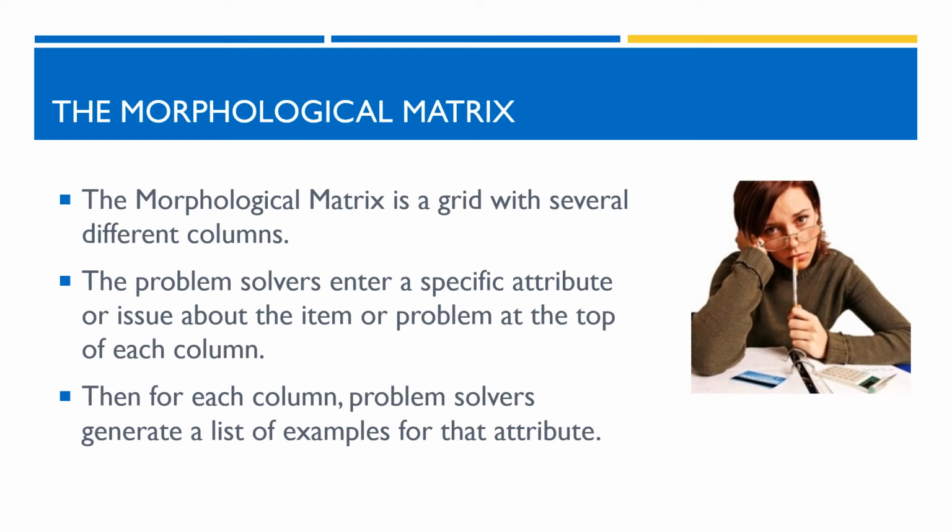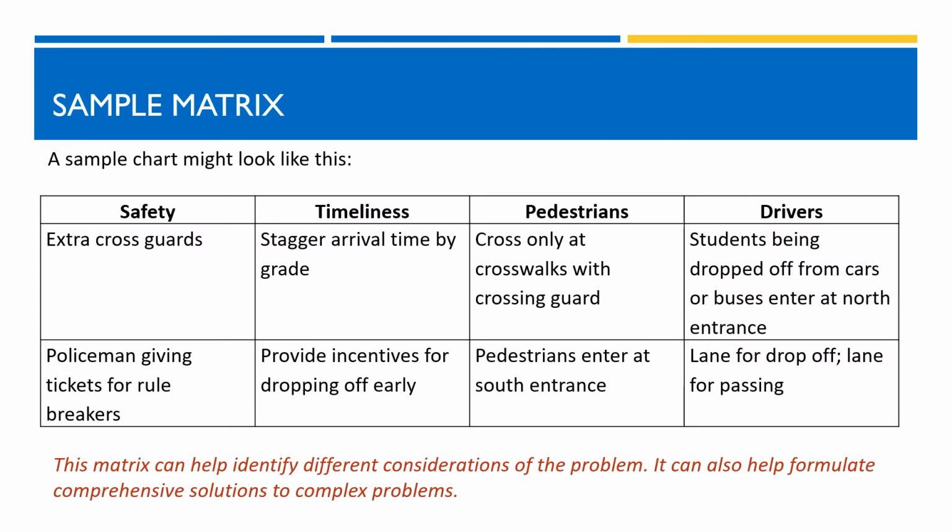We can see an example overleaf. A sample chart might look like this. The team have identified 4 criteria for the resolution of a parking problem at a school, including safety, timeliness, pedestrians and drivers. This matrix can help identify different considerations of the parking problem. It can also help formulate solutions to complex problems.